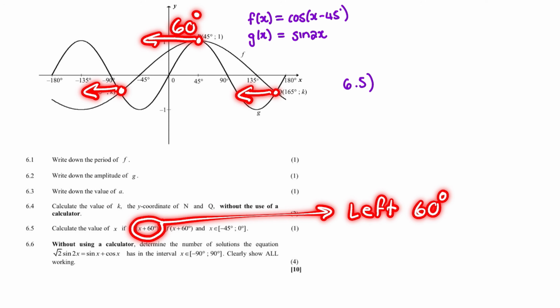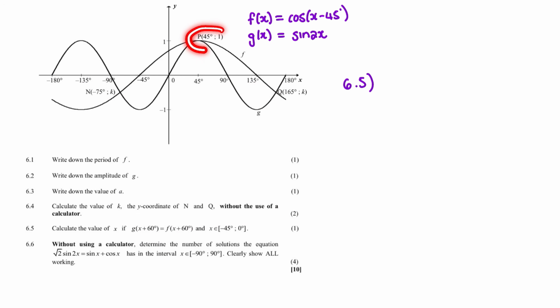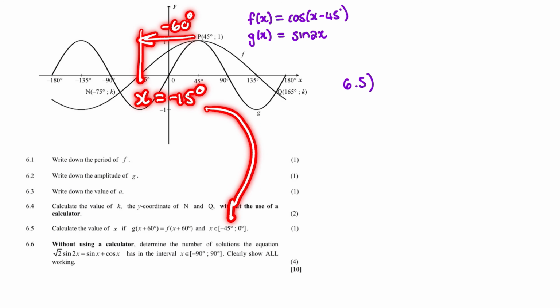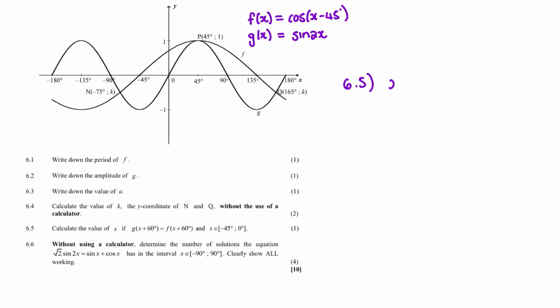And there's only one point, the point P, that if I move it left by 60 degrees, I'll land at x equals minus 15 degrees. And that's the only result in the interval that they're asking me to look at. So x would be equal to minus 15 degrees.